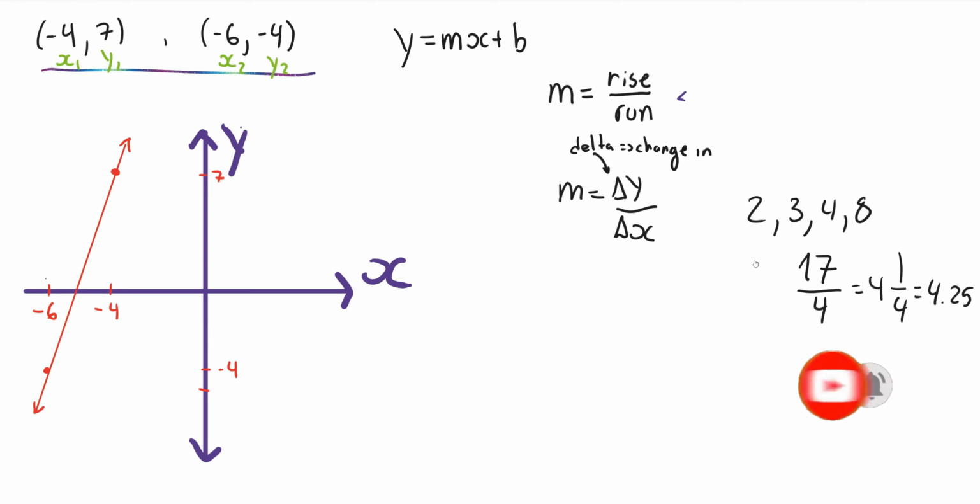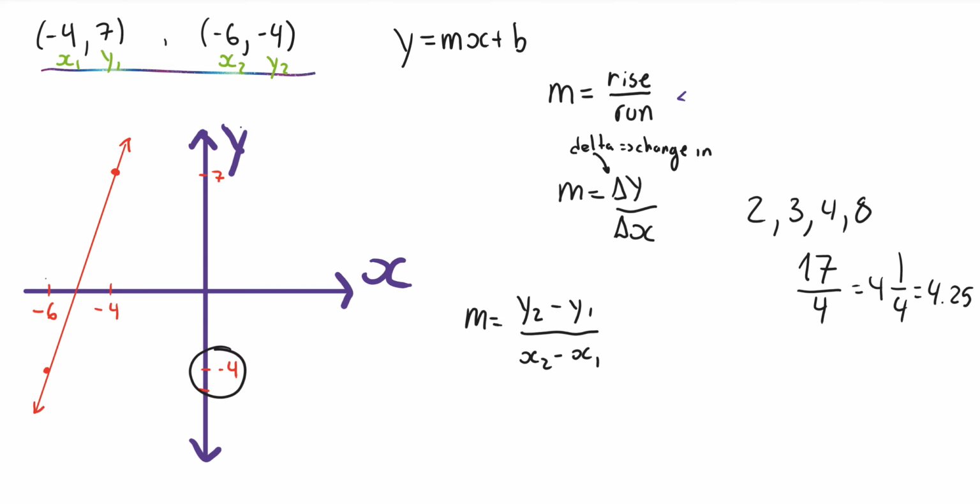The equation that we're going to be working with is m is equal to y2 minus y1 over x2 minus x1. Now this is very important because what we're looking at is the difference between -4 on our y, right over here, and -7 on our y. We're looking at the difference between these two guys here.